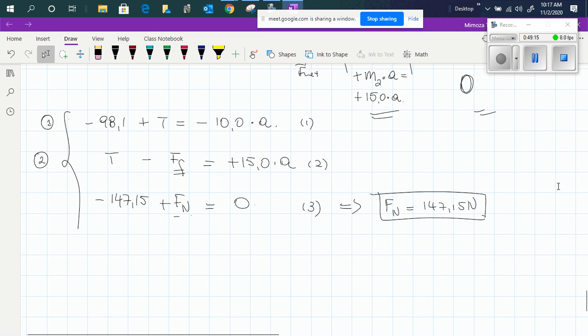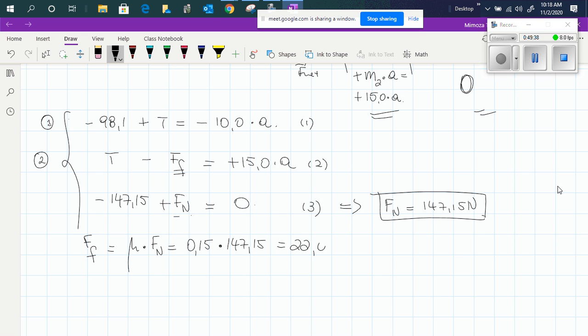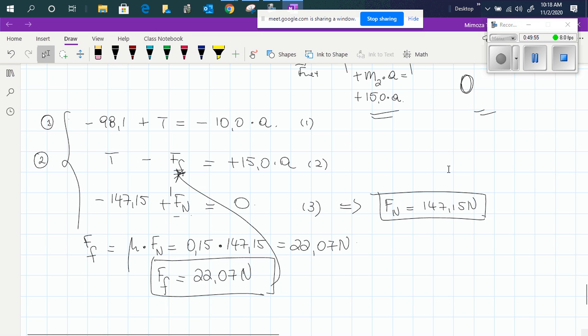Using the fact that force of friction is equal in magnitude to mu, the coefficient of friction, times force normal, then this will be 0.15 times 147.15, which equals 22.07 newtons. So force of friction will be 22.07 newtons. We can substitute this value in the equation that we get from the horizontal of object 2.